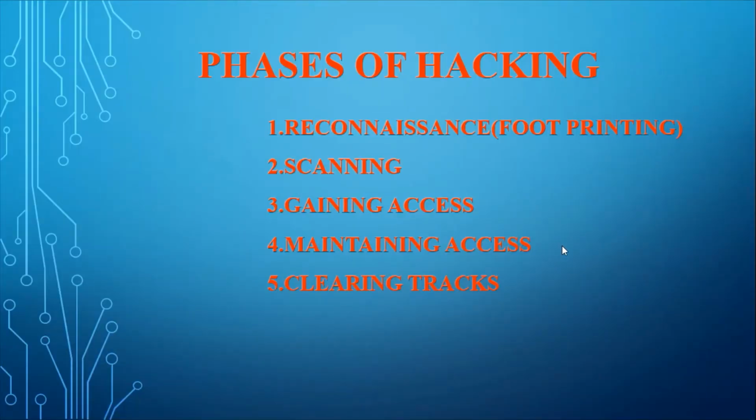There are 5 phases of ethical hacking. The first one is reconnaissance, footprinting. The second one is scanning, the third one is gaining access, the fourth one is maintaining access, and the fifth one is clearing tracks. You have to follow each and every phase for a successful attack.